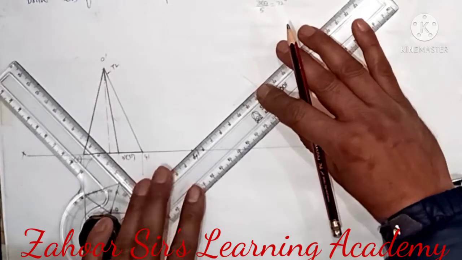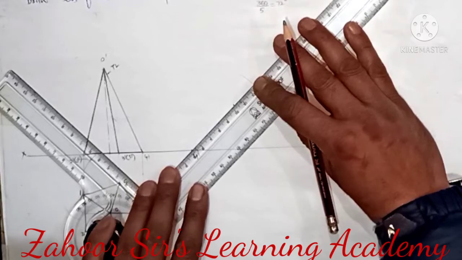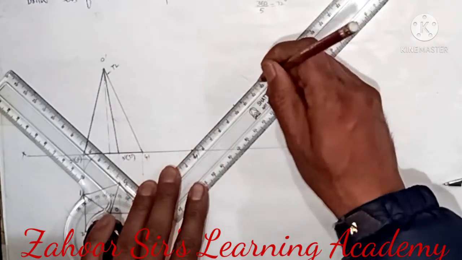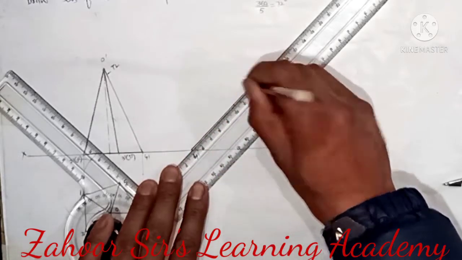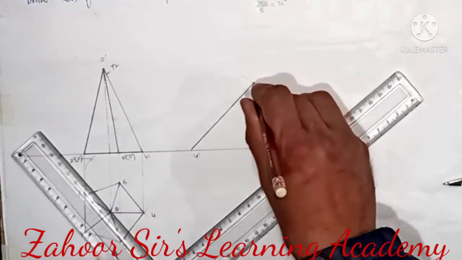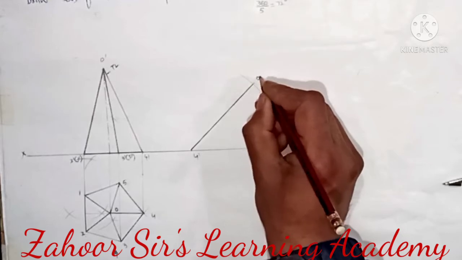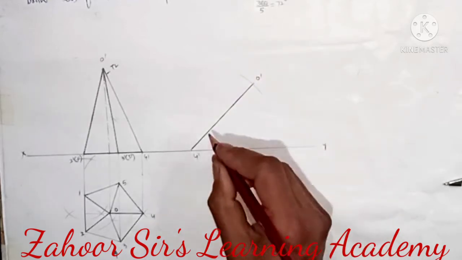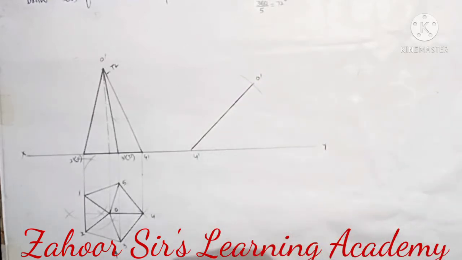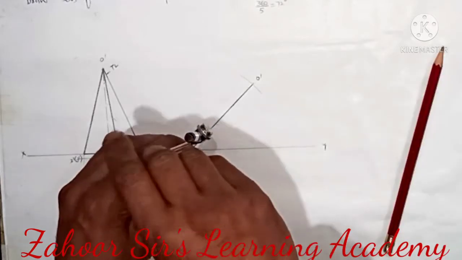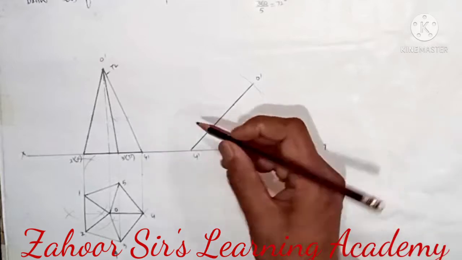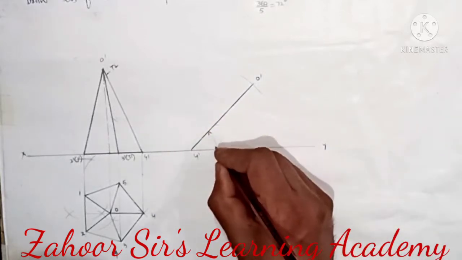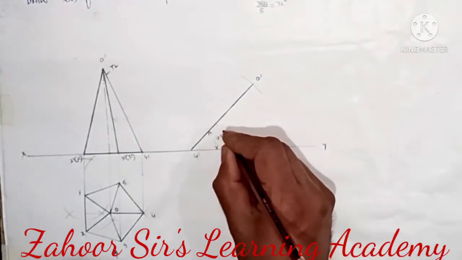Now I can join these points with a dark line. Now this point indicates my O prime, and this has made an angle with the horizontal of 45 degrees. So this angle is 45 degrees.